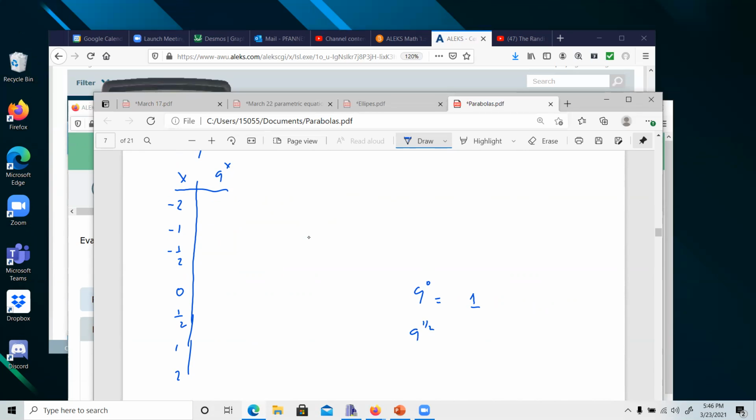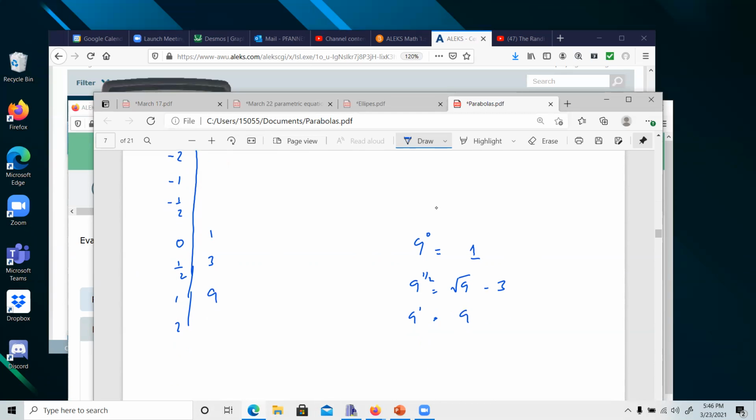9 to the 1/2. Well, that's the square root of 9, isn't it? So that's going to be 3. So I'll put in 1 and a 3 here. 9 to the 1. Okay, that's about the nicest question I could ever ask you. And then 9 squared, that isn't too bad either, right? That's just 81.